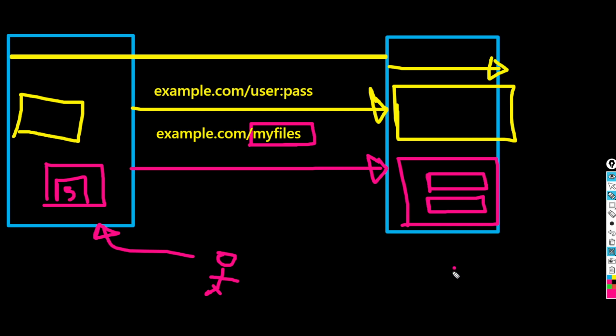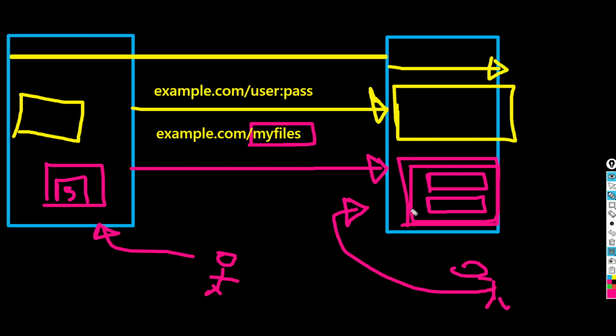At the same time, if another user wants to access this website, the website is very busy. Why is the website very busy? Because it is figuring out how to log this 5 GB file, right? So this is a kind of attack.